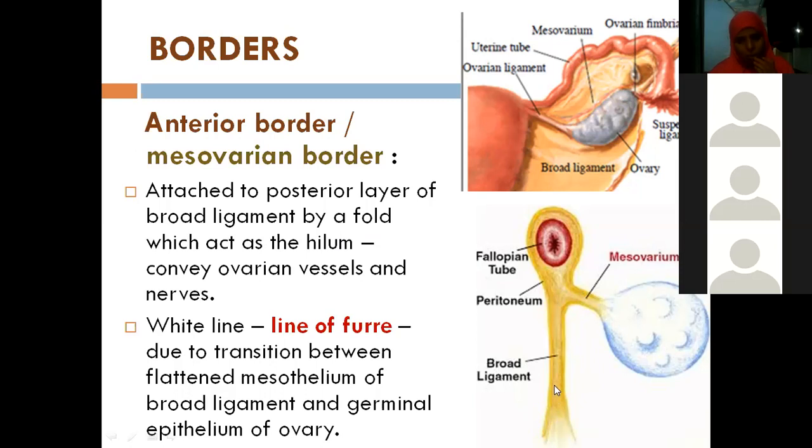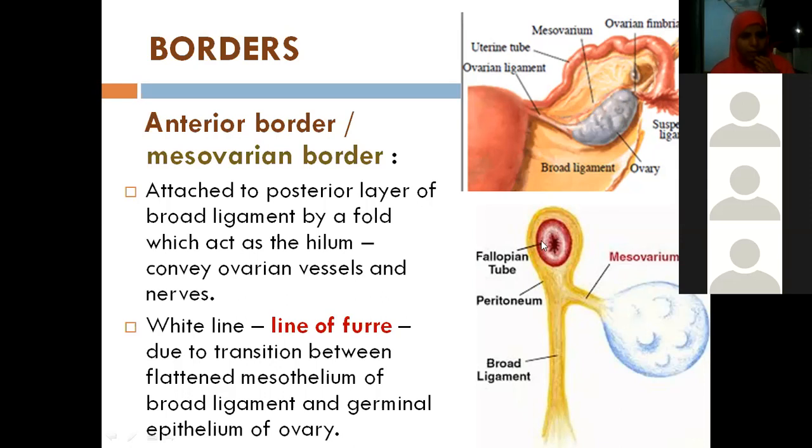Okay, this whole thing is broad ligament. This is anterior layer, this is posterior layer. From the posterior layer, this fold of peritoneum is getting reflected over the ovary to form mesovarium. Okay, that means from the posterior layer of broad ligament, mesovarium is suspending the ovary. Suspending, that means the ovary is hanging like this. Okay, so that means this is actually acting as a hilum through which you will see the blood vessels will be entering, conveying the ovarian vessels and also nerves.